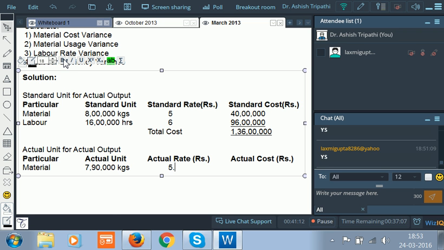Actual rate for material is 5.20 per kg. So let us calculate actual cost. 7,90,000 into 5.2. 41,08,000, correct. 41,08,000.